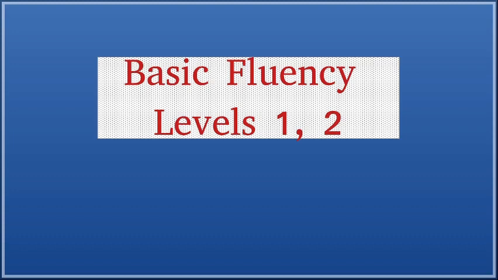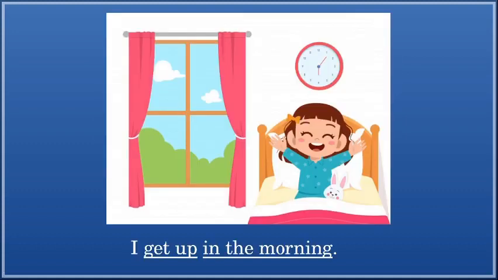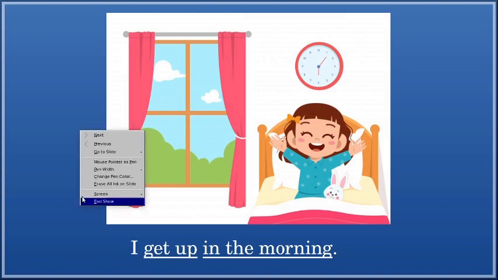So basic fluency, although we have made it for levels 1 and 2, we will show you how you can use it for the lower level, that is level 0, and for the higher levels, that is 3 and 4. At level 0, they only say, I get up in the morning. Now it's important that they say, I get up in the morning. How they say, that's important.